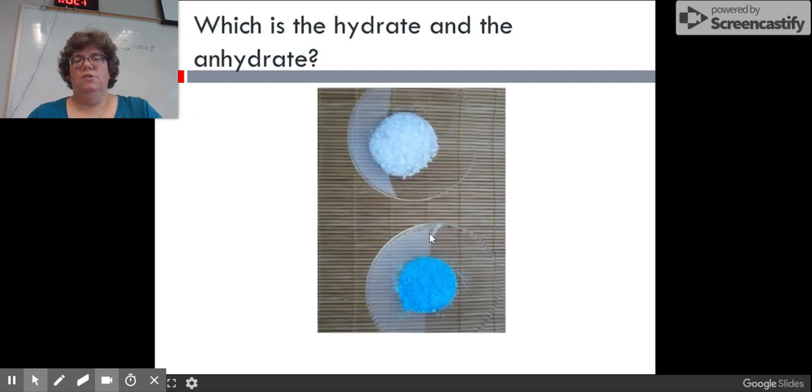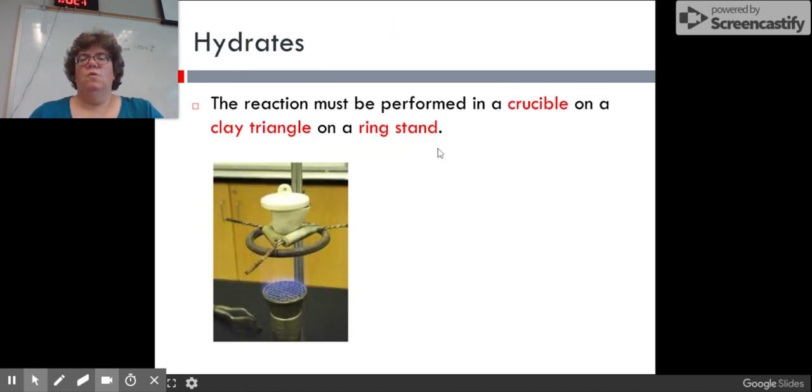So if you look at these two pictures, this one down here is the hydrate, and then when all that water is evaporated, you can see that the color is gone, and that is the anhydrous version of this chemical. So when you evaporate the water off of a chemical, basically in your lab, what you're going to do is try to figure out how much water was attached to the molecules.